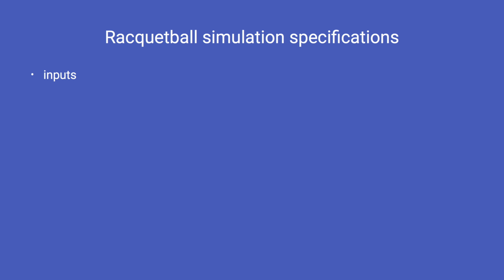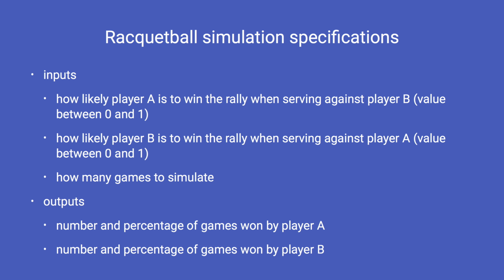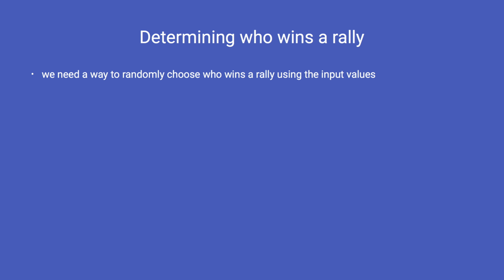Recall from the earlier chapters, the first step in solving a problem is to understand the specifications. The specifications for this program will be how likely each player is to win the rally against the other player when they are serving, and how many games to simulate. The outputs are the number and percentage of games won by each player. We need a way to randomly choose who wins a rally based on the input values that indicate the likelihood of a player winning the rally.